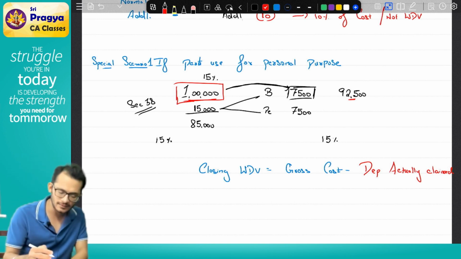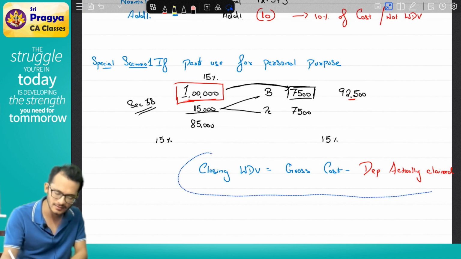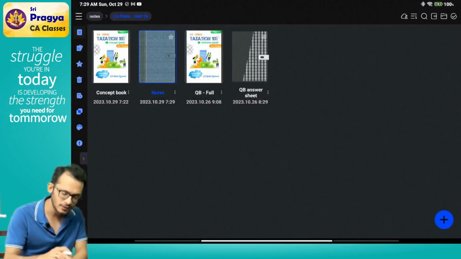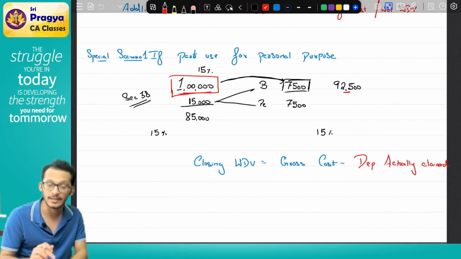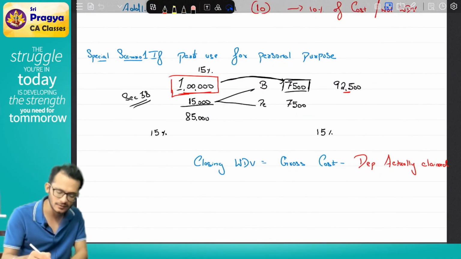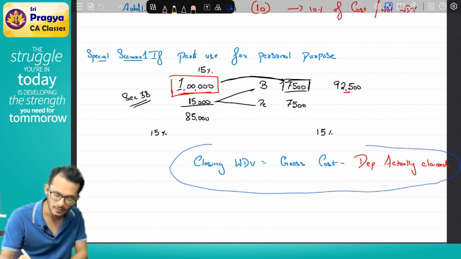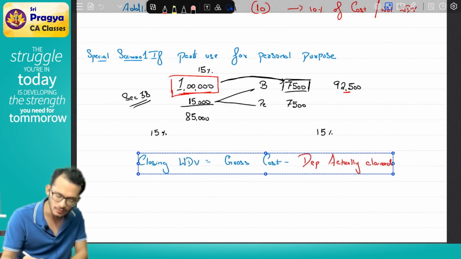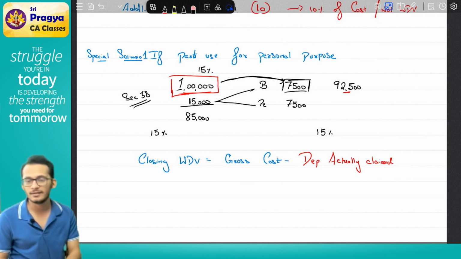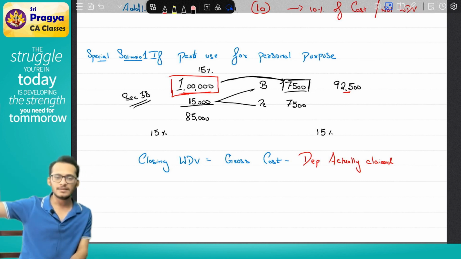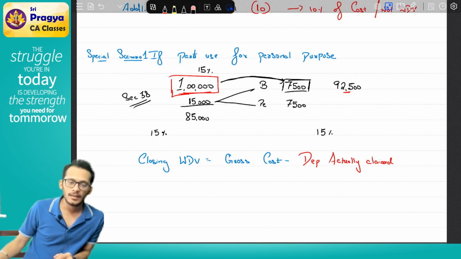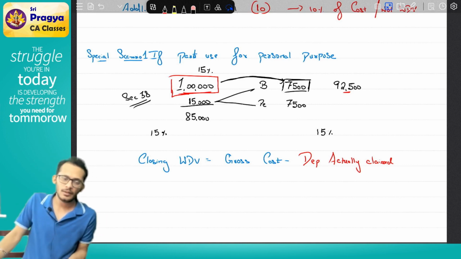And the ICAI also recognizes this drafting. ICAI also came and said, yes, there is a mistake, but this is what the law says, so I am also going to follow the law. So in your materials, ICAI has also told you that you should do 1 lakh minus 7,500 and claim on 92,500.